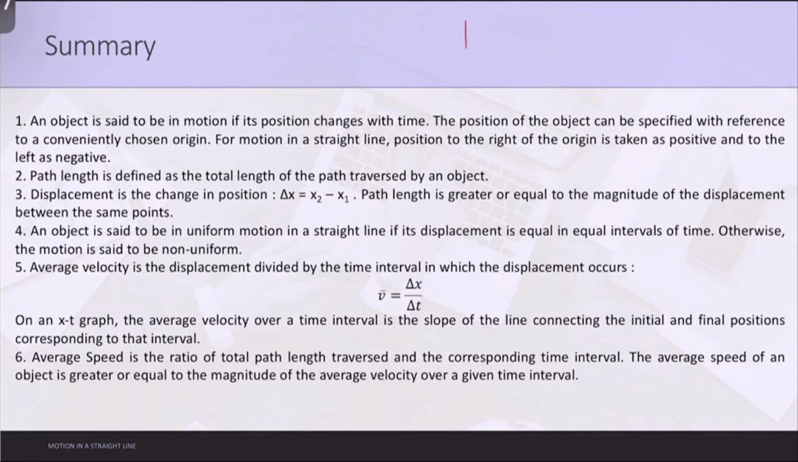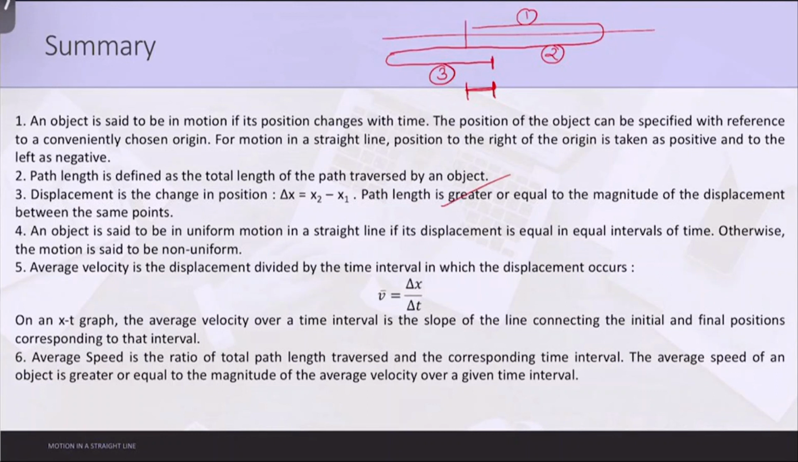Let us say we're at this location. Now, if we move to this location, then we went back, we went to this location, and then we ended up at this location, right? What is the path length? This will be this plus this plus this. Correct, but what will be the displacement? This will be only this, right? So what we can say is that the path length can be greater than or equal to the displacement.